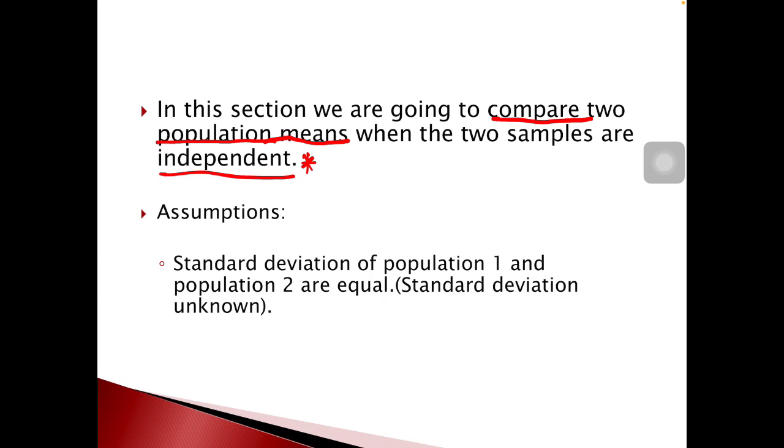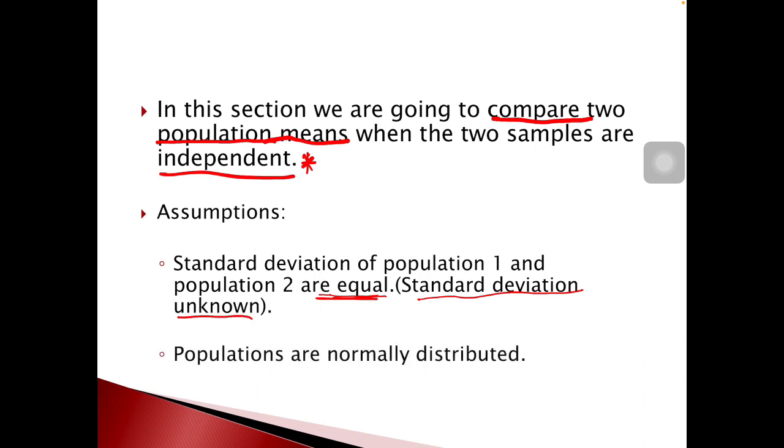First assumption is the standard deviations of population 1 and population 2, which means two different populations, are equal. But the standard deviation is unknown. Their standard deviations are equal, but we don't know what the standard deviation is. Next assumption is populations are normally distributed, so that already samples are normally distributed.